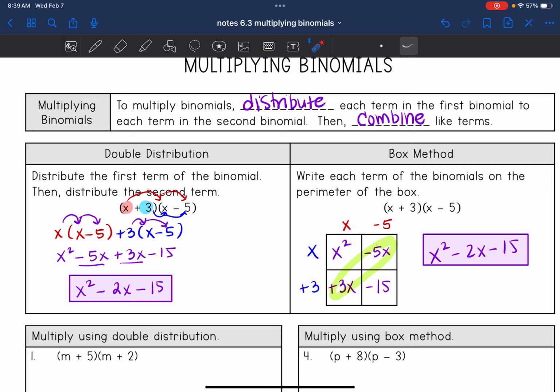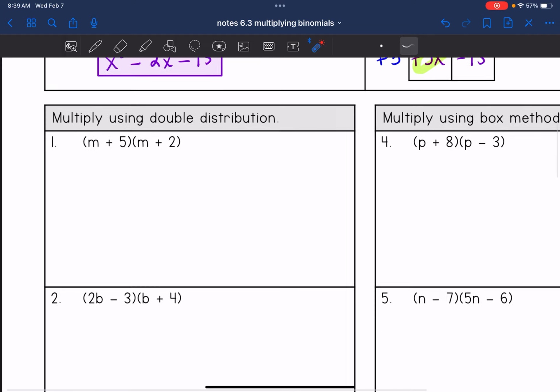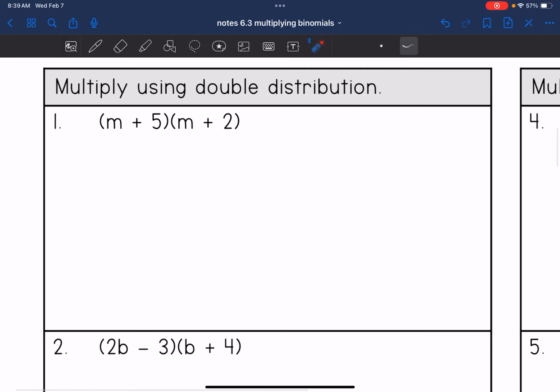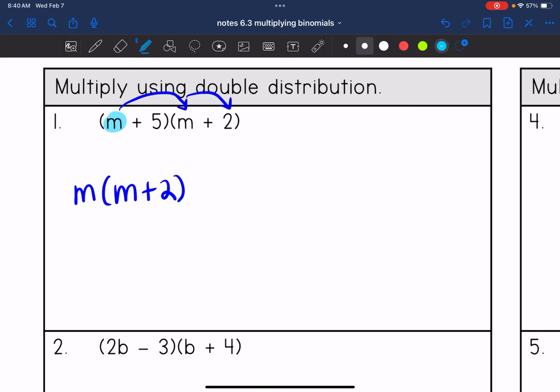Okay, so we're going to do 6 more examples, but the first 3 we're going to use double distribution, and the second 3 we're going to use box method. Okay, so let's look at the left column where it says multiply using double distribution. Okay, so just like before, first term, m, I want to multiply that to the entire second binomial. So m plus 2. So I'm done with that first term. I'm done with this m.